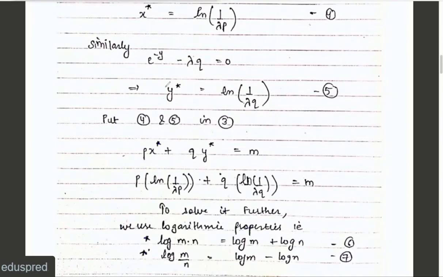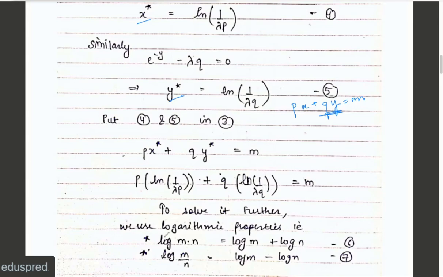Similarly, from e to the power minus y is equal to lambda q, by doing the same calculation as above, we can get that y star is equal to ln of 1 divided by lambda q, and we already have that px plus qy is equal to m. So let's substitute the values of x and y into this equation. I will get p ln of 1 divided by lambda p plus q ln of 1 divided by lambda q is equal to m.